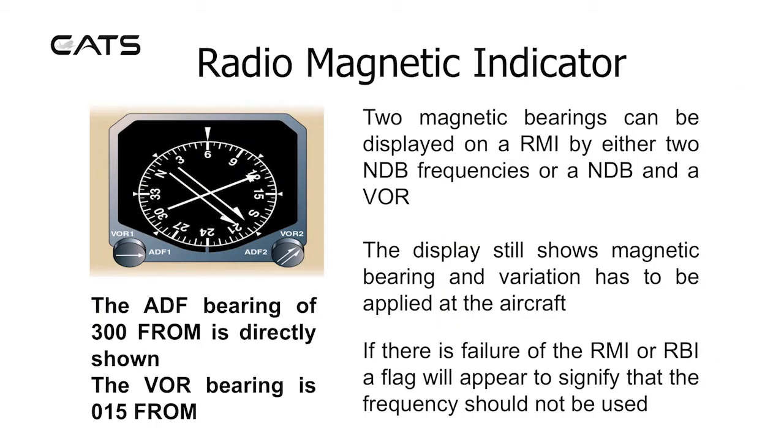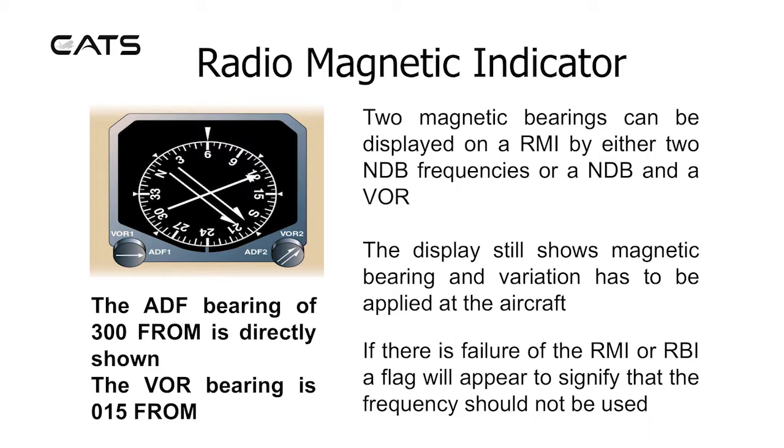RMI, the radiomagnetic indicator. Two magnetic bearings can be displayed on an RMI by either two NDB frequencies or an NDB and a VOR, or even a VOR and a VOR. The display still shows magnetic bearing and variation has to be applied at the aircraft.